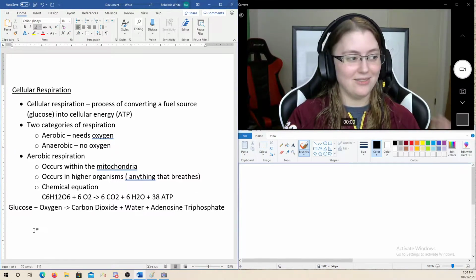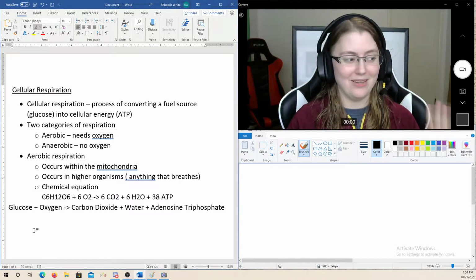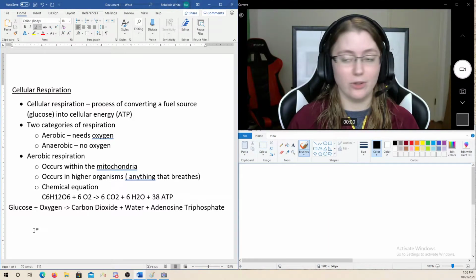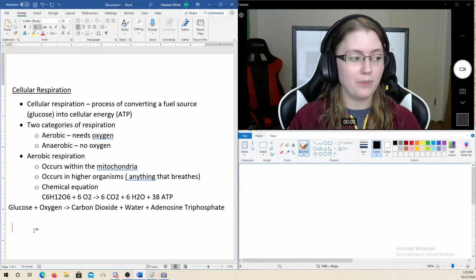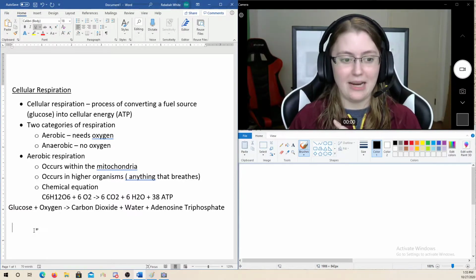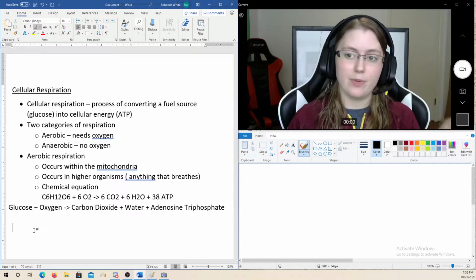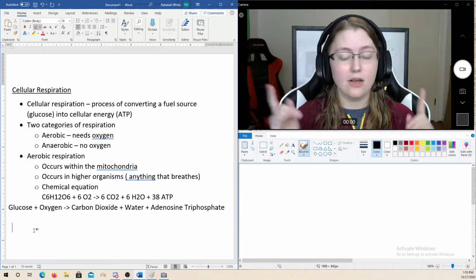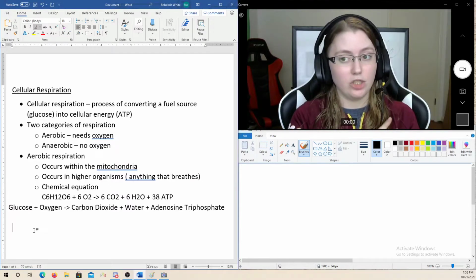So the response in chat is it reminds you of how plants synthesize energy in photosynthesis. And that is exactly what I was hoping you would say. So cellular respiration and photosynthesis are pretty much the inverse of each other.